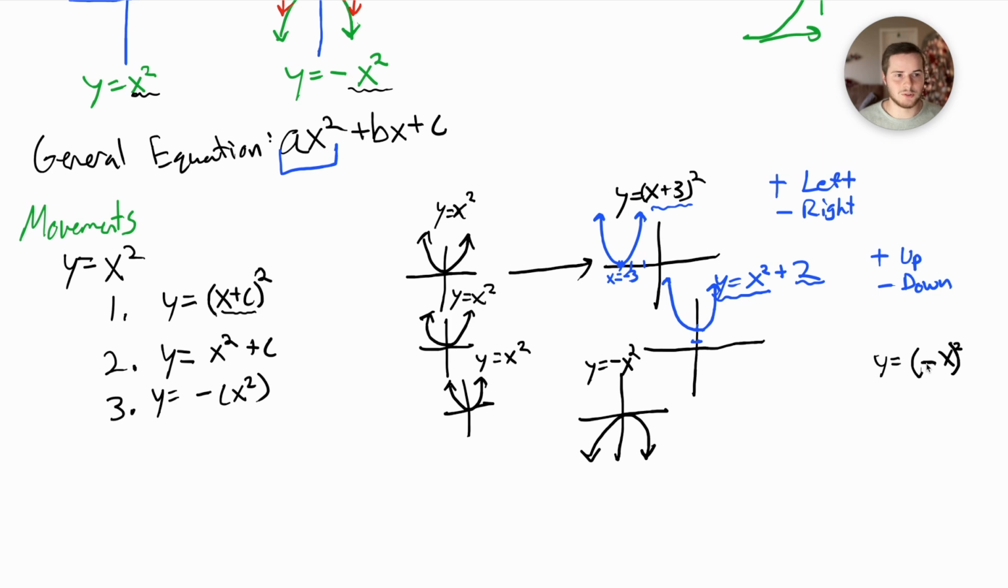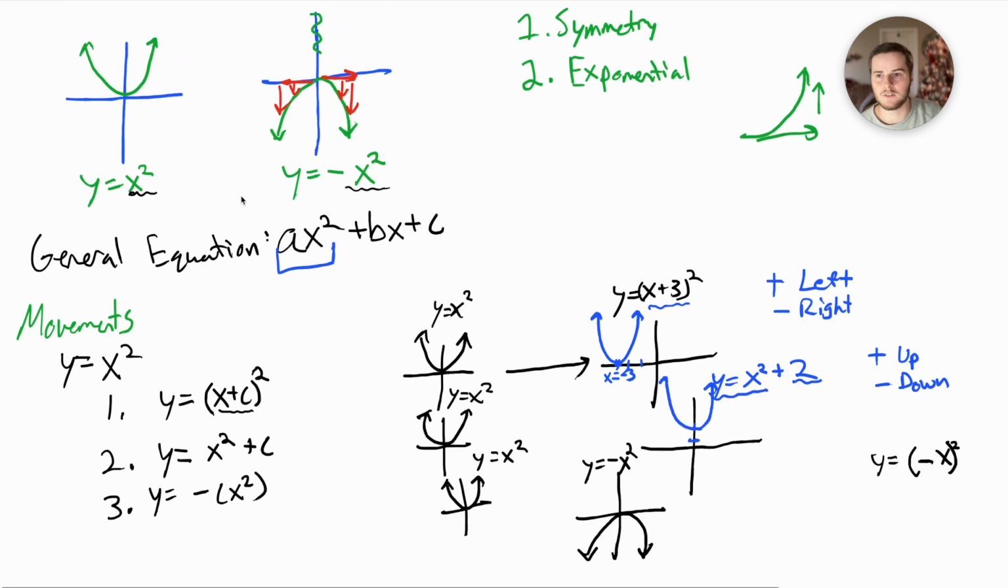And that doesn't necessarily do what we're looking for. Instead, when you have it outside of the parentheses, you're going to be flipping it about the x-axis. So you're just mirroring it. And we see that up here. We have the original y equals x squared, which goes up in each direction. And when you take a negative on the outside, it's going to flip it.